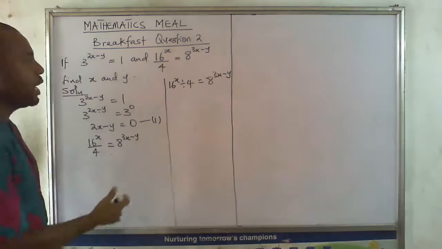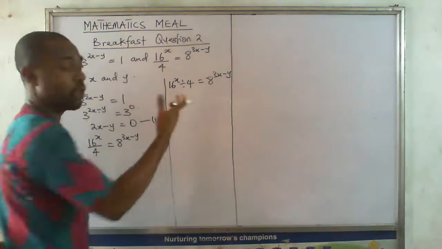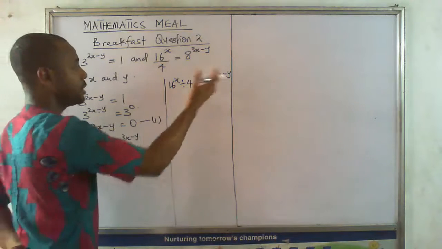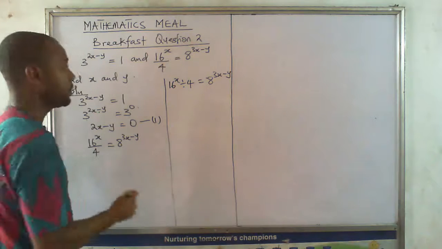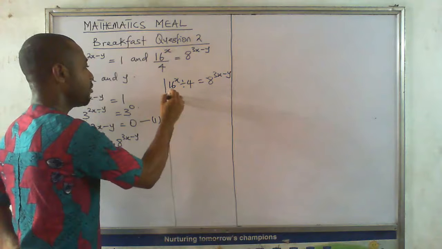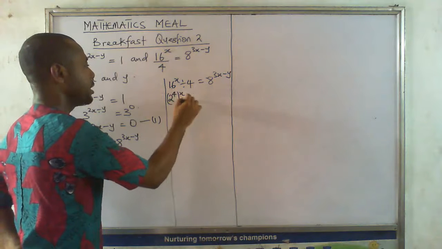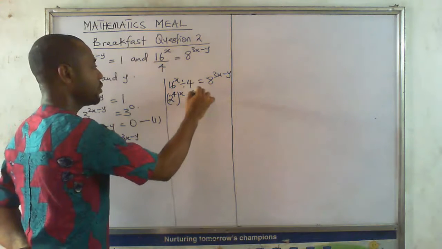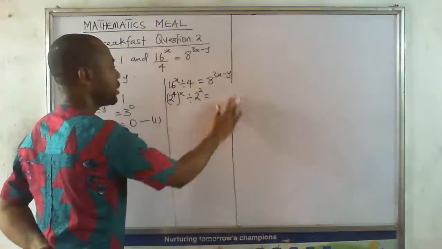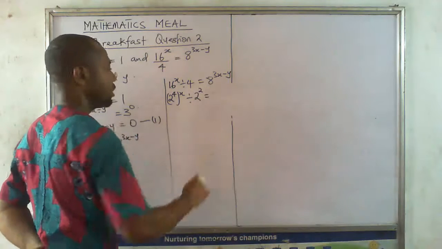Now all these, they have a common ancestor, and that is 2. That's the common base that we can express all these terms. And so 16 is 2 raised to the power 4, so I can write this, divided by 4 is 2 raised to the power 2, and then 8 is 2 raised to the power 3.